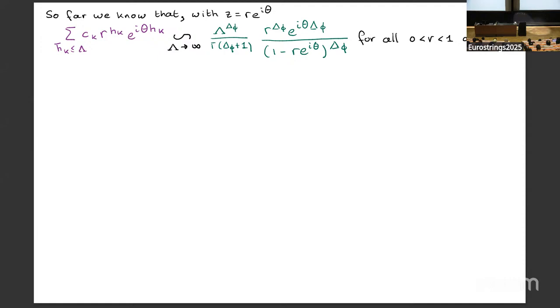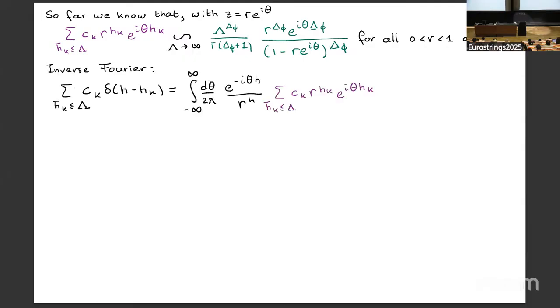If you think about it for 5 seconds, it's actually very easy. I'm not going to ask you seriously, let me just give you the answer. How do I see the values of h that appear? Well, I just inverse Fourier transform with respect to theta, right? So I just do this. I Fourier transform with respect to theta. There's this factor r to the hk, but I just divide by r to the h. That'll do the job. And now I get a spectral density weighted with these OPE coefficients.